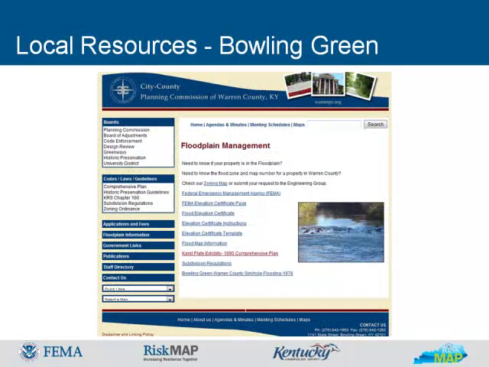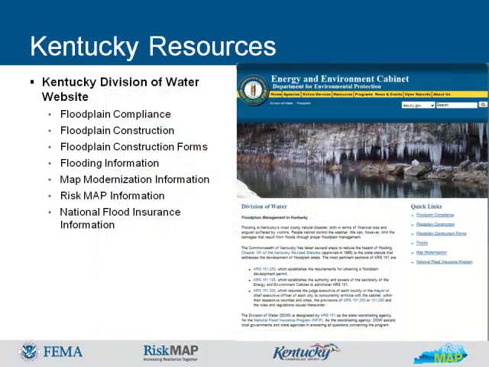The City of Bowling Green website provides local information about Warren County, hosts FEMA guidance materials, and educates the public about local landscape issues such as karsts or cavernous terrain and sinkholes that can contribute to flooding issues. The Kentucky Division of Water website hosts much information about the National Flood Insurance Program and floodplain management.